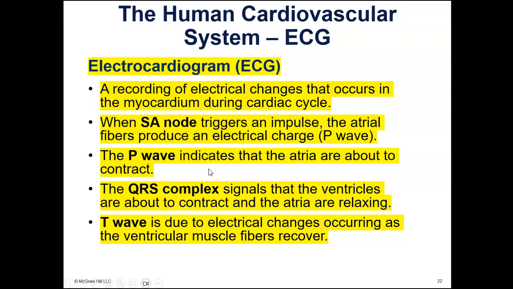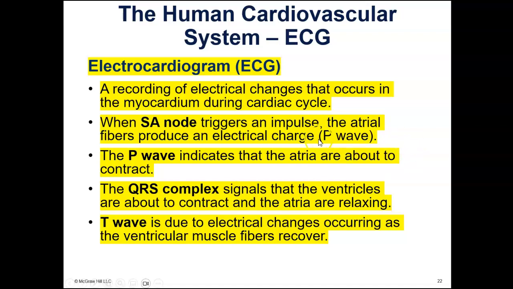Now, you've probably heard of an ECG or EKG. You may have even had one done on you before. It's an electrocardiogram, which is a recording of the electrical changes that occur in the myocardium, or the heart muscle, during the cardiac cycle.